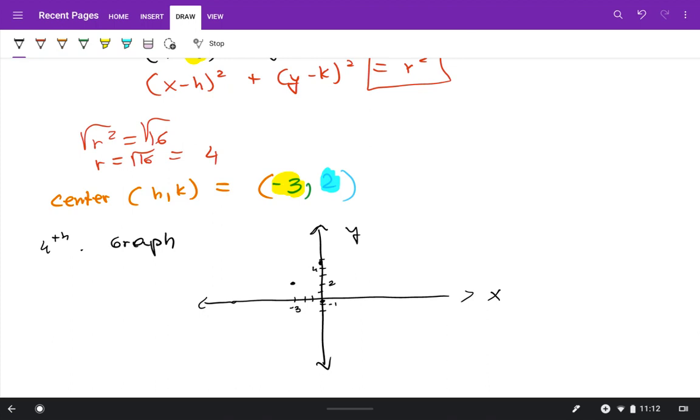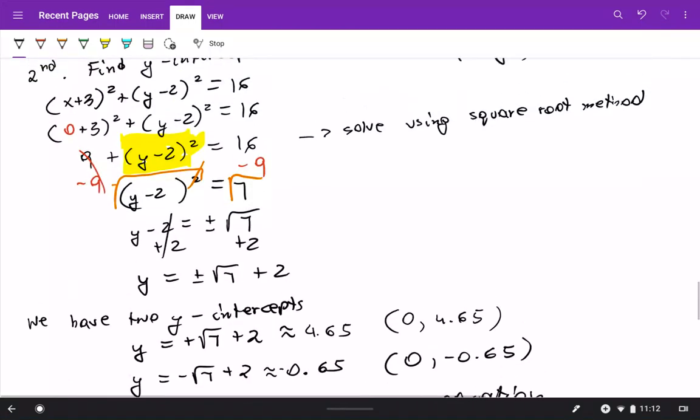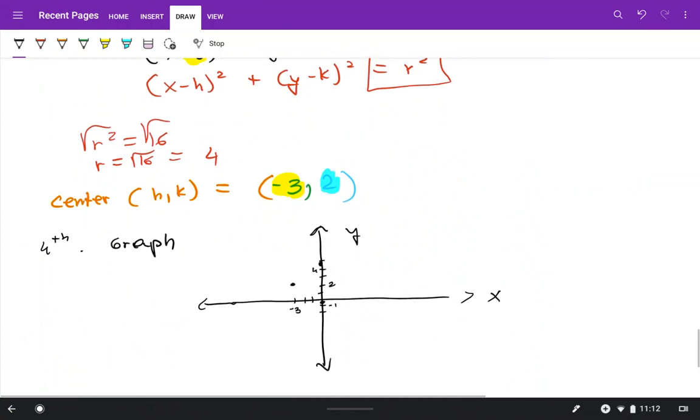Okay, not saying it's perfect. Now x-intercepts. For x-intercepts, the first x-intercept was about 0.46. If this is 1, then 0.46 is somewhere here. And the second x-intercept was negative 6.46: 3, 4, 5, 6. So this is negative 6, this is negative 7, negative 6.46 is somewhere here.